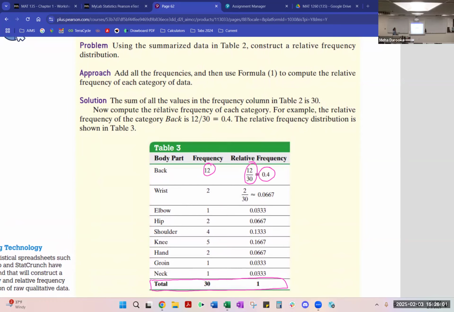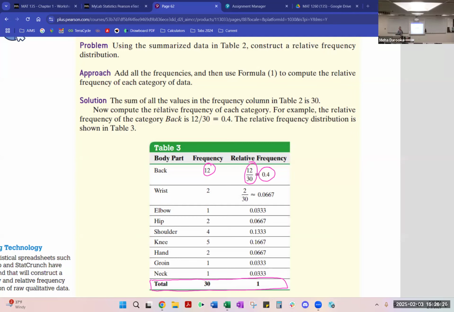So there were only 2 people out of 30 who needed physical therapy on their wrist. So you can see that gives us a fraction of 2 out of 30, which is 0.0667. And then you can see for the other body parts, elbow was only 1. Knees were 5, so that's 5 out of 30, which gave us a relative frequency of 0.1667, so on and so forth.